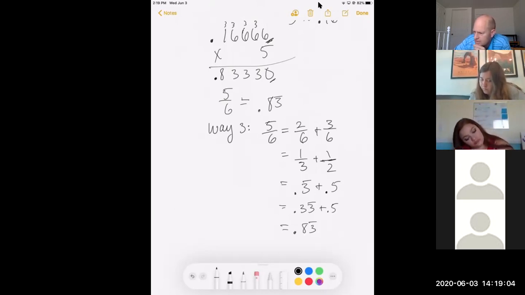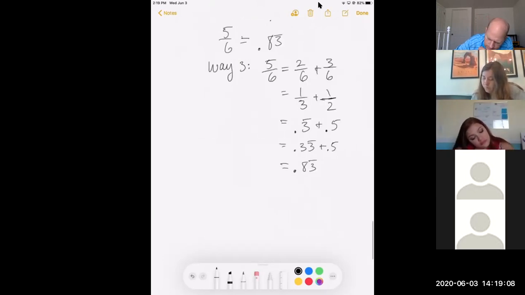Non-unit fractions now. Let's try going back to the ninths. I want you guys to try to change your own. What is 7/9 as a decimal?